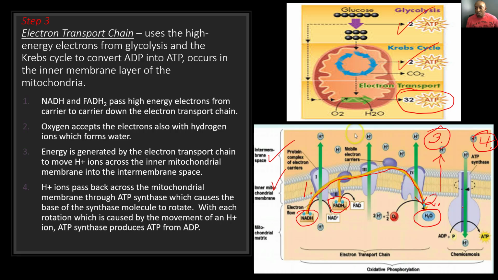So this right here is ATP synthase. And if you notice, these hydrogen ions are being pumped back across ATP synthase. And with each hydrogen ion that is pumped across, it causes one complete turn of ATP synthase, which turns this ADP into ATP. And that's how we get those 32 ATP in the electron transport chain.